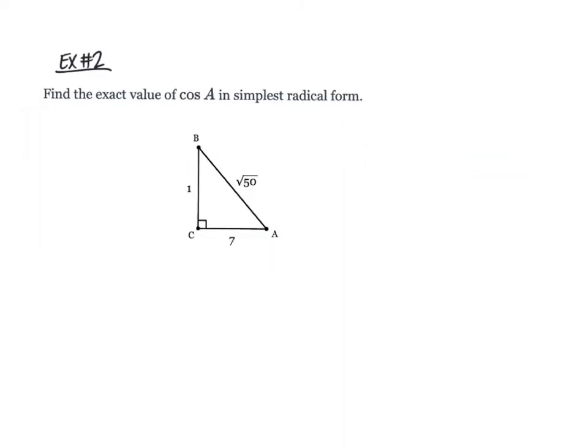Okay, so in this problem, they're asking you to find the value of cosine of A. So again, we're going to circle the angle in which we're speaking about. Cosine, remember, is adjacent over hypotenuse. So 7 is my adjacent side, and 50 is my hypotenuse. So if I want to find cosine of A, I'm going to just say that it's 7 over rad 50.